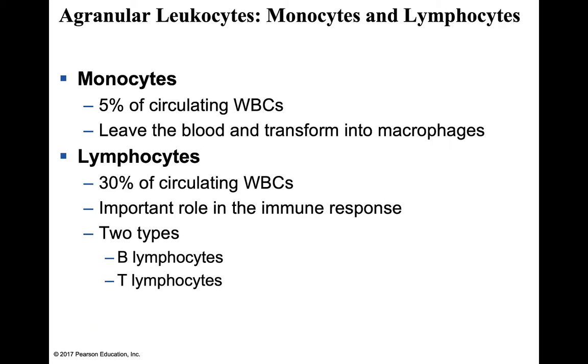Now, monocytes, this counts for about 5% of circulating white blood cells, and their job is primarily to leave the blood, and they're going to transform into macrophages. And what they are responsible for, once again, they will attack pathogens through phagocytosis. Then we have lymphocytes. These are especially important when we're talking about what's known as cell-mediated immunity. And there are two types of lymphocytes. We have B lymphocytes or B cells, and then we have T lymphocytes or T cells. We're going to come back to this and talk about them a little bit later when we do the immune system.